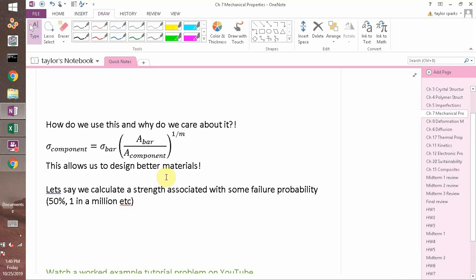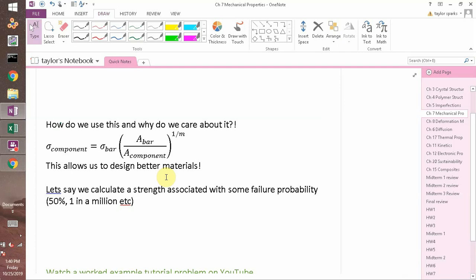Bar is like a test bar. Yeah. So again, in the lab, you made 20 samples and they were little bars and you bent and broke all those and you did your Weibull statistics and you're ready to go. But in the real world, you have to scale that because you're talking about a much bigger thing. Why do we have to scale it? Why shouldn't it be the same exact number?